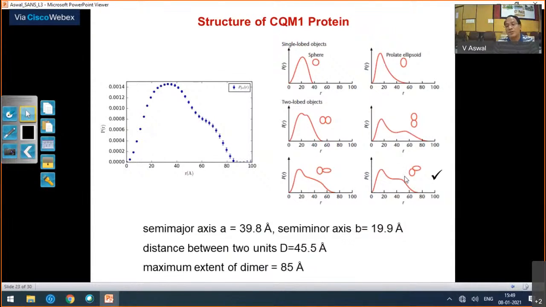Model analysis, you find that this is the possible structure of the dimer system. There you can see that your D will be of the order of 55.5, and they are not spherical, non-spherical units. So this can come from combining your P of R calculation with the model analysis.